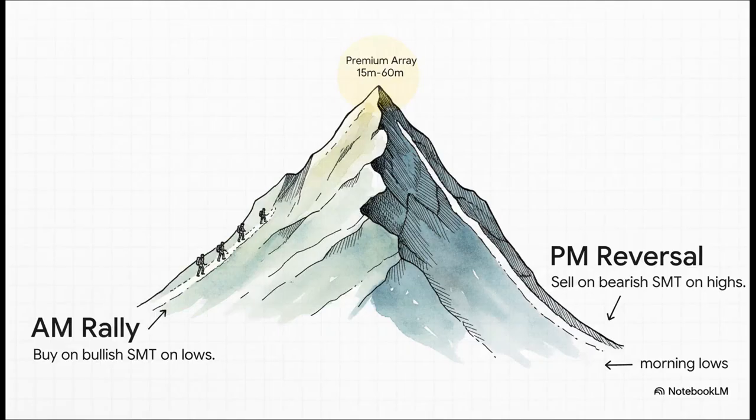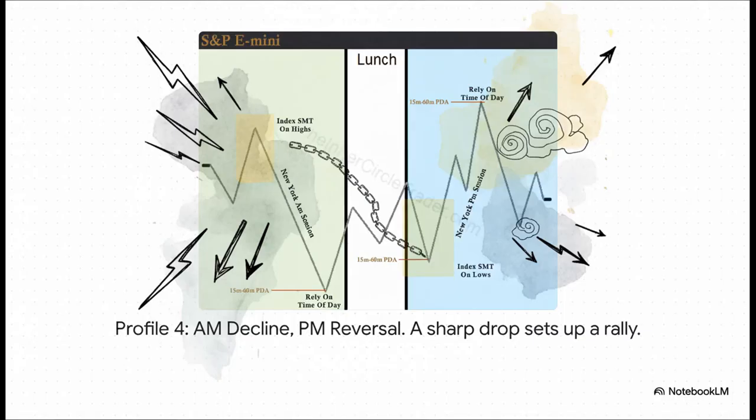So, the day starts with a buying opportunity on bullish SMT at the lows. The target for this morning rally is a key 15 or 60-minute premium array. Now, this premium array is the crucial pivot point. Once price gets there, we flip our bias and start hunting for bearish SMT at the highs. That's our signal for the reversal, and our new objective is to short the market, targeting a move that takes out the morning's lows.